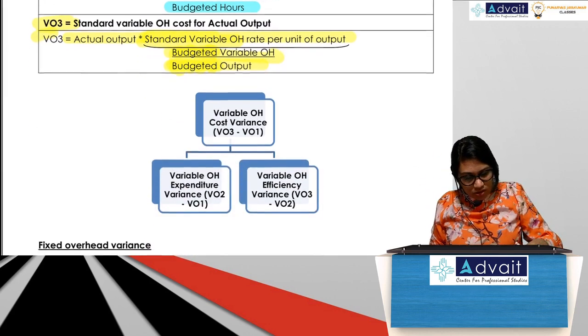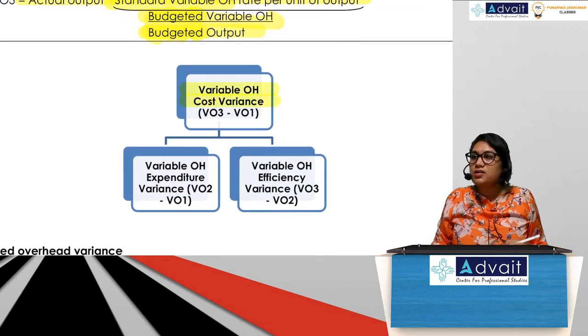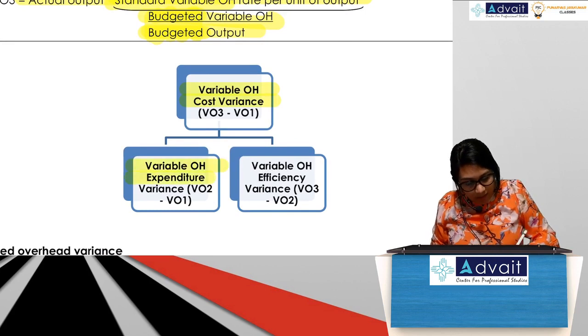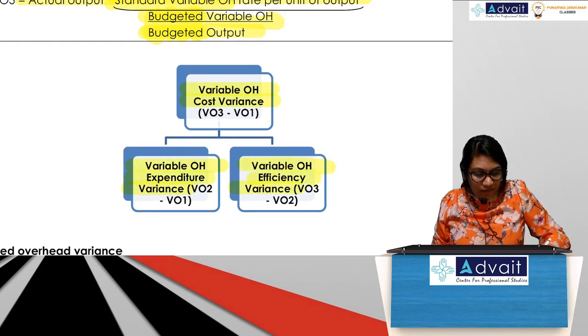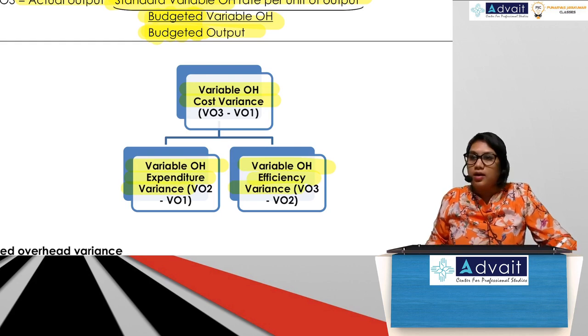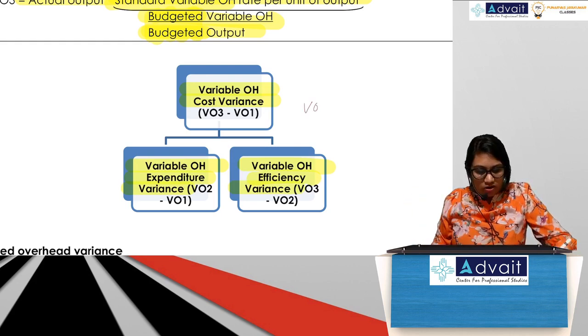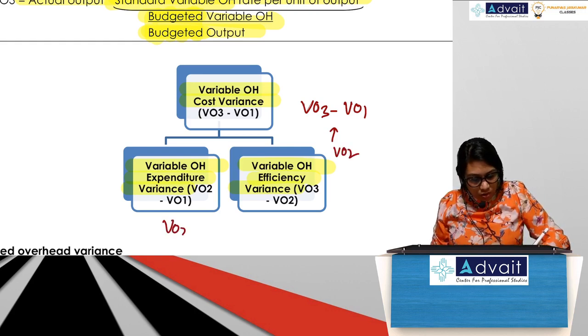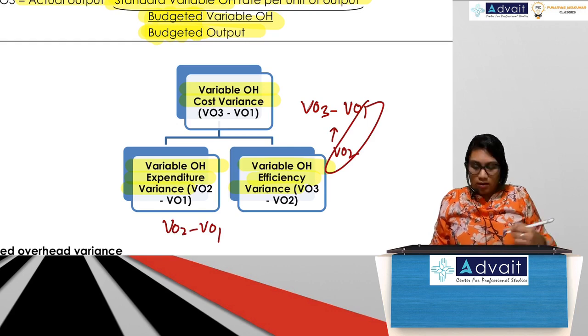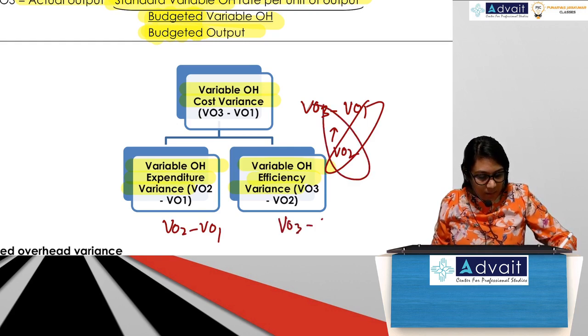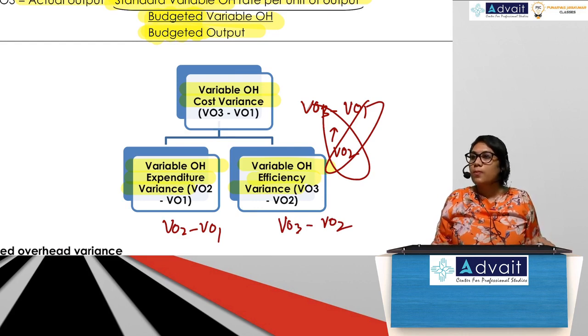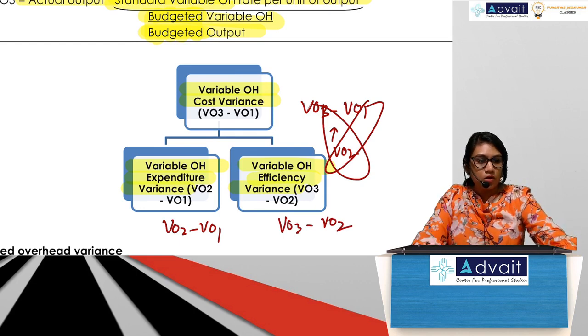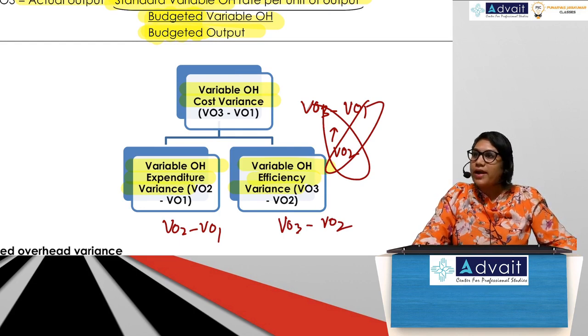Okay, so see here, variable overhead cost variance. This is divided into variable overhead expenditure variance and variable overhead efficiency variance. How do you calculate? Highest is VO3 here. So VO3 minus VO1. Now VO2 will enter. So VO2 minus VO1, and now VO3 minus VO2. Guys, okay? Everyone? So these are the variable overhead variances.